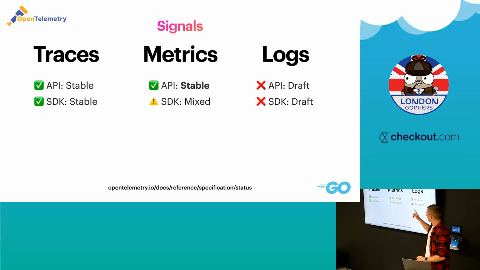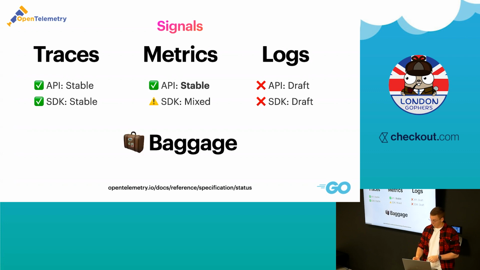As we can see, traces has been stable for quite some time. The SDK has been around for quite some time and is very stable. Metrics, the API is stable, but the implementations are mixed. In Go, for instance, there's been a recent re-implementation to align it with the specification. So it's mixed and very language specific. Logs is definitely not something you want to be using, but it's being actively worked on right now. There is a 4th, called baggage. I'm not going to talk about baggage, but I'm including it there for completeness.